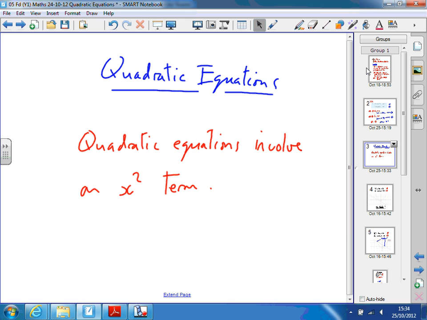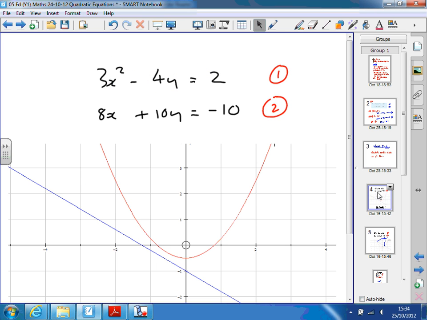So let's look at an example of one. Here we've got two simultaneous equations, look. 3x squared minus 4y equals 2, equation number 1, and 8x plus 10y equals minus 10, equation number 2. I plotted this on Autograph. Which curve corresponds to the equation number 1?